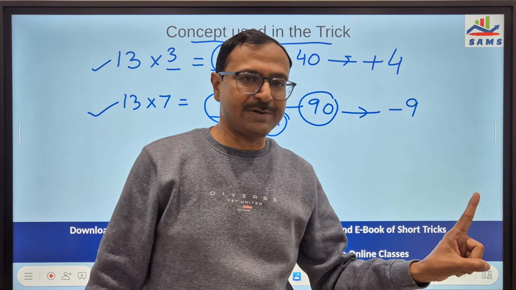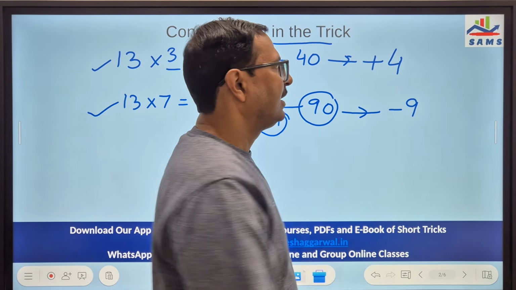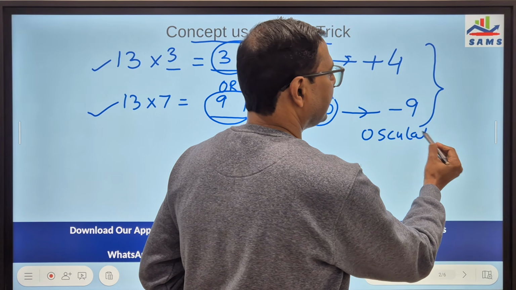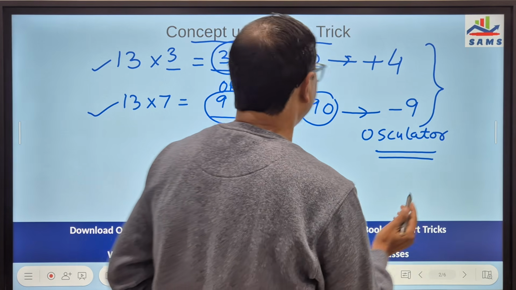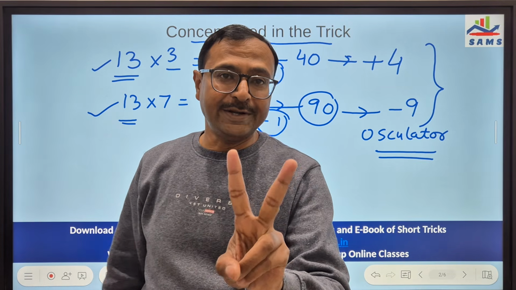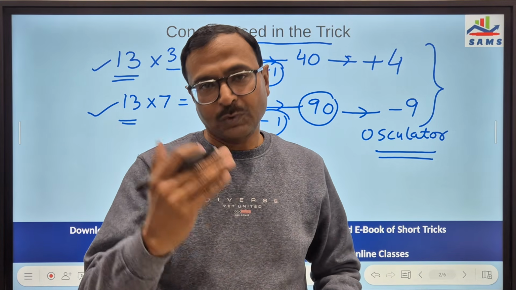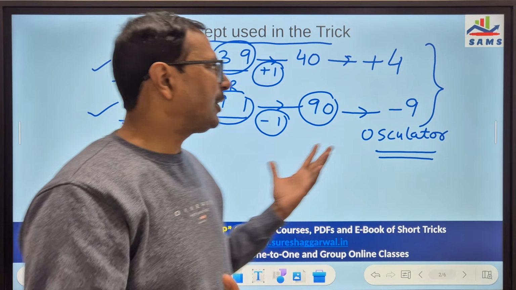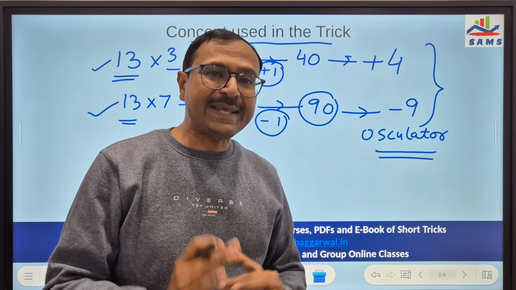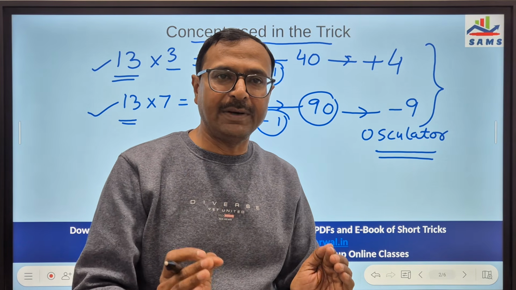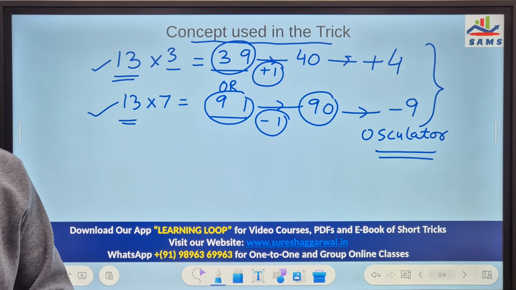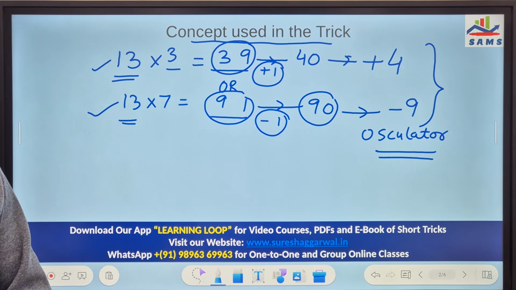Now these two numbers, plus 4 and minus 9, they are the oscillators for the divisor 13. Now for every divisor, like this is the divisor 13 here, we have two oscillators and therefore two different rules. So what am I going to do with these oscillators? I'll use them to test the divisibility of any number by 13. So let me take an example where the number is divisible by 13.